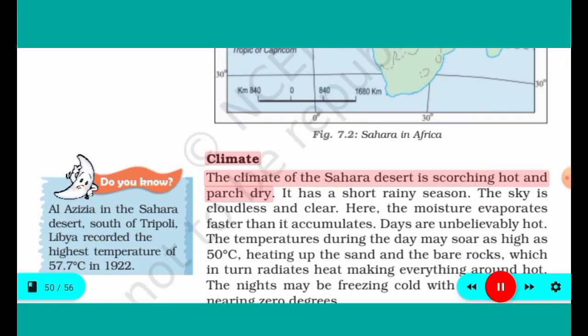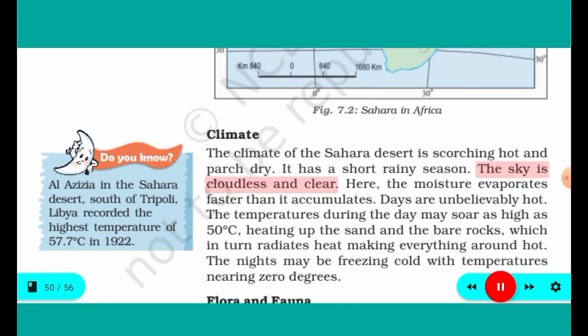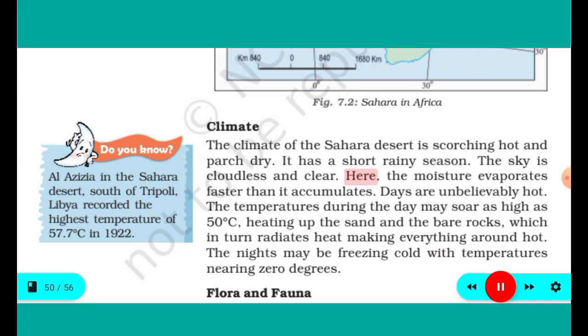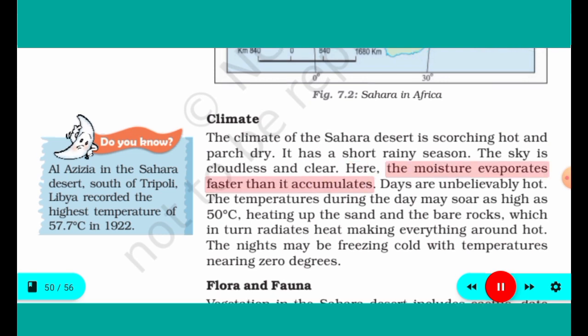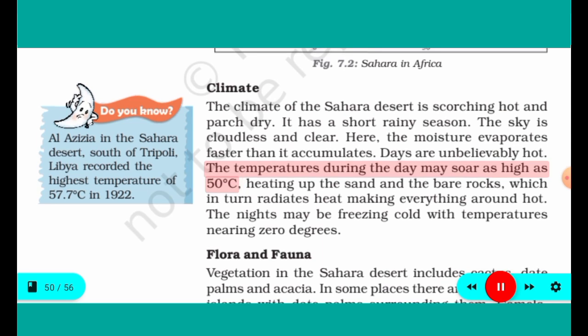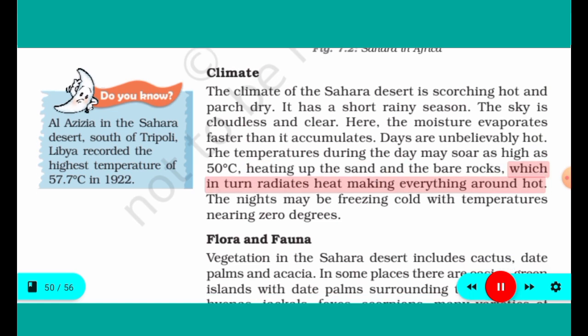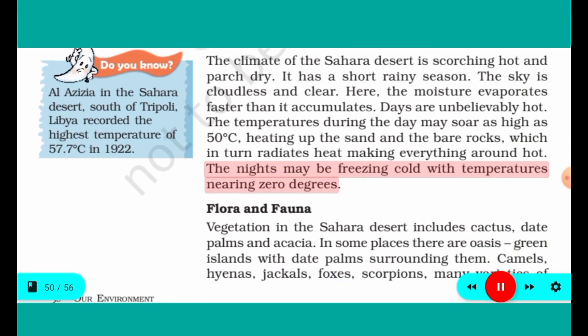Climate. The climate of the Sahara Desert is scorching hot and parched dry. It has a short rainy season. The sky is cloudless and clear. Here, the moisture evaporates faster than it accumulates. Days are unbelievably hot. The temperatures during the day may soar as high as 50 degrees Celsius, heating up the sand and the bare rocks, which in turn radiates heat, making everything around hot. The nights may be freezing cold with temperatures nearing 0 degrees.